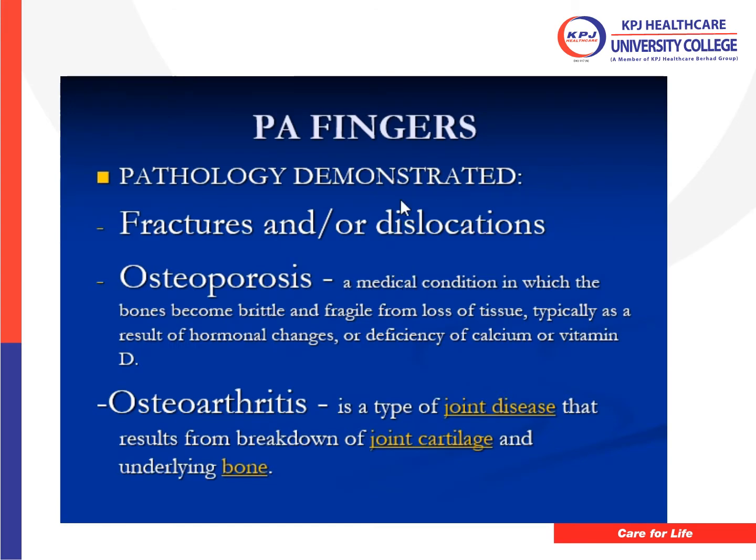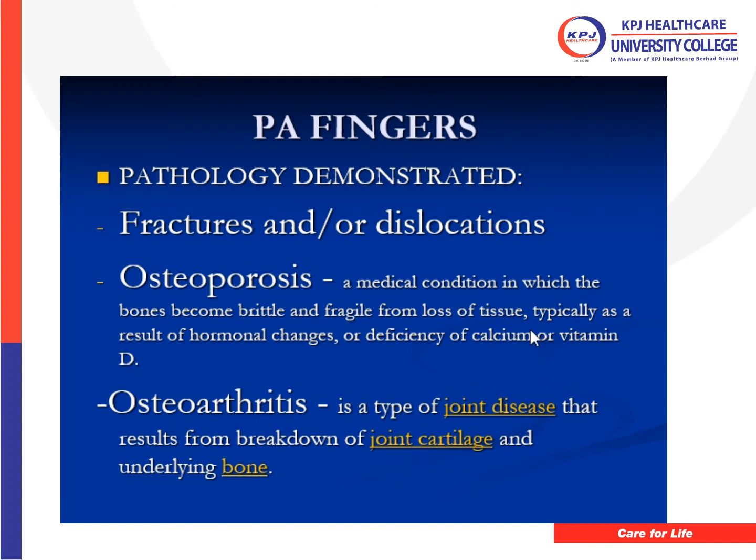Pathology or indications that we usually demonstrate with basic projections for the fingers are fractures or dislocations. Remember, you have to differentiate between fractures and dislocation. We will discuss it. Or you look up first what is the difference between fractures and dislocation, how you want to differentiate them. Types of fractures, for example.